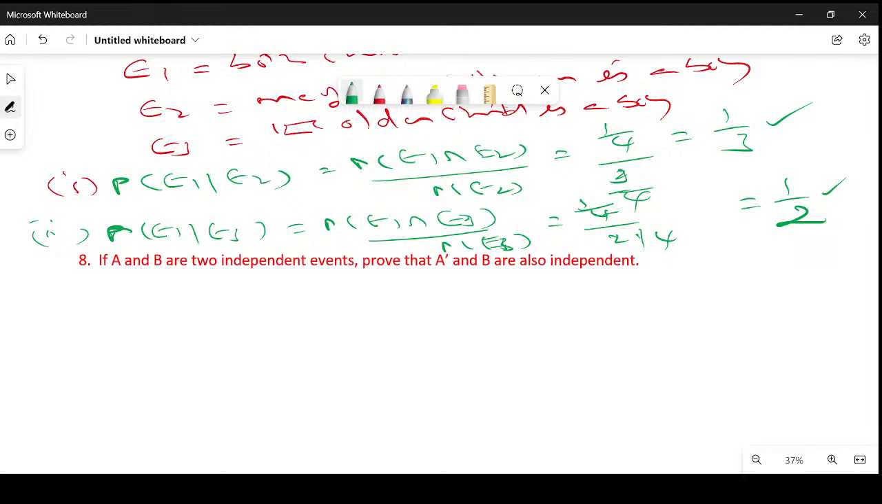Then fine. If A and B are two independent events, prove that A complement and B are also independent. They are asking to prove that these two are also independent. Again, A and B are independent events. When A and B are independent events, what is the meaning of this? A and B are independent events means P of A intersection B is P of A into P of B, that we know. I can write: A, B are independent events. The given A, B are independent events.